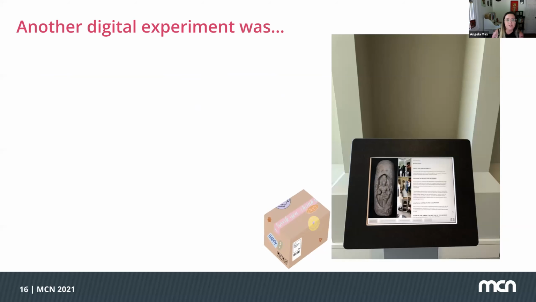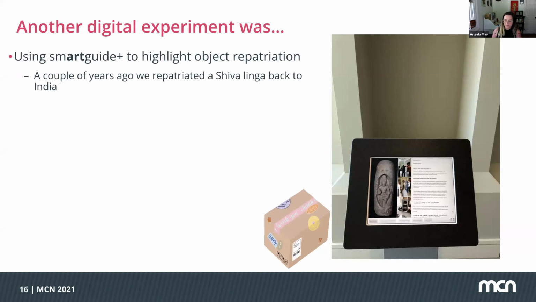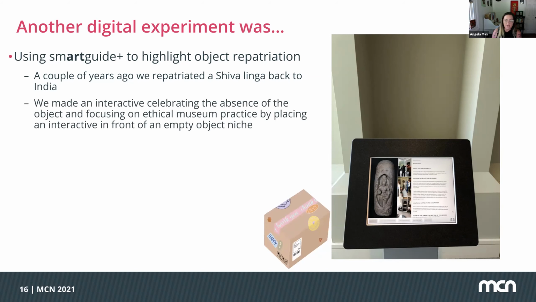Another experiment was using Smart Guide Plus for object repatriation. A couple of years ago, we repatriated our Shiva Linga back to India, back to Tamil Nadu. And we made an interactive celebrating the absence of the object and focusing on ethical museum practice by placing an interactive in front of the empty object niche. So here we have the interactive standing before the niche where that object used to be exhibited.